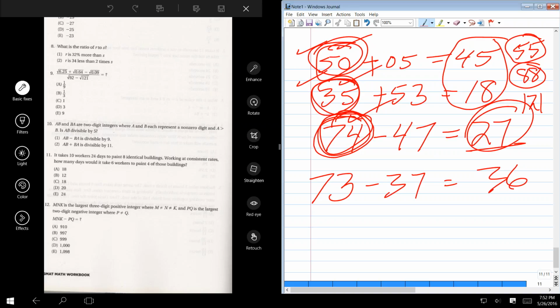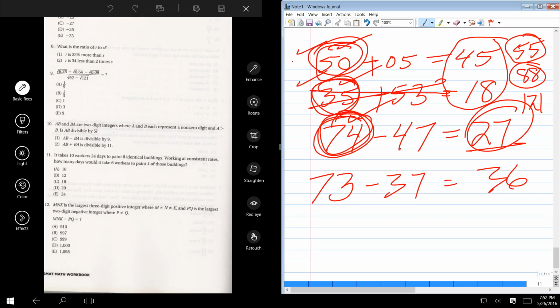Well, towards the end of the question statement, it says each represents a non-zero digit and A is greater than B. So I figured that the fact that A was greater than B was going to come into play at some point because it was specifically stated. And in fact, that takes out that case right there, doesn't it? Yeah, I can't use that. But I didn't need that case.